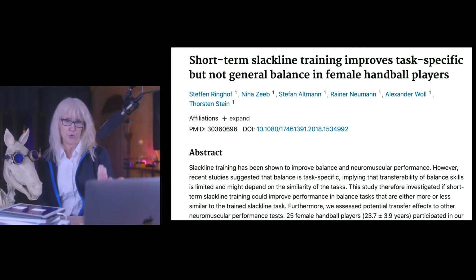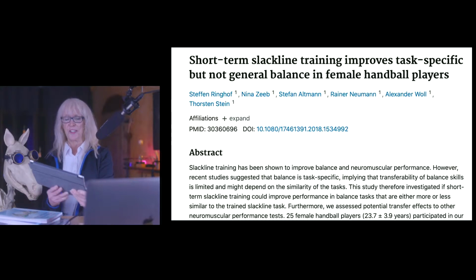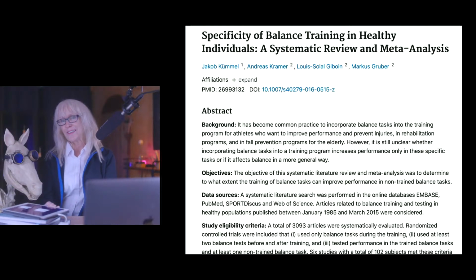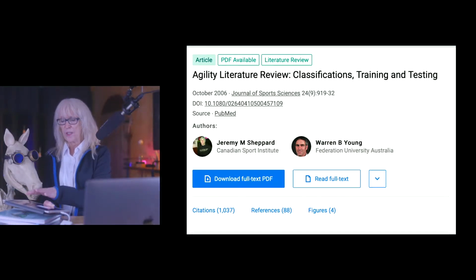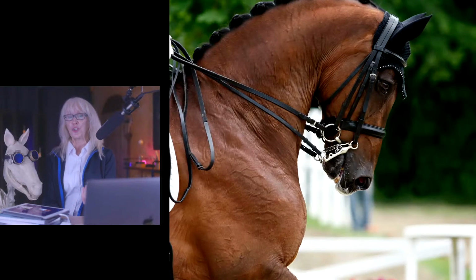Here's another one, a shorter term one: training improves task-specific, but not general, balance in female handball players. And there's a meta review. It doesn't say it absolutely won't improve other forms of balance. It says that for the most part, they have not been able to find evidence that it does. So it's much better to default to thinking these things don't transfer the way we hoped. And same with agility. When we look at something like this, we can think, well, if this is a practice activity, what is that transferring to?